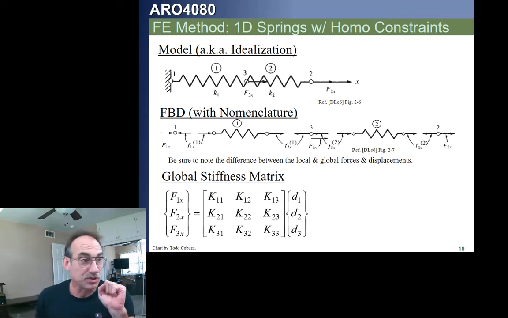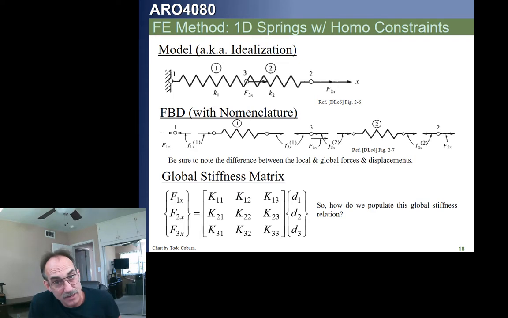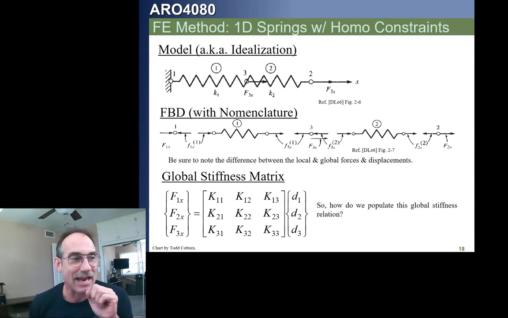Now we're ready to write our global stiffness matrix. If we could write this, we could get the forces in each. Remember, the capital F means the global force or the external force at nodes 1, 2, and 3. We're going to need the global stiffness matrix to get that, and we're going to need the displacements at those 3. So how do we populate our global stiffness matrix? We talked about it briefly before. Now we're going to go into the details.